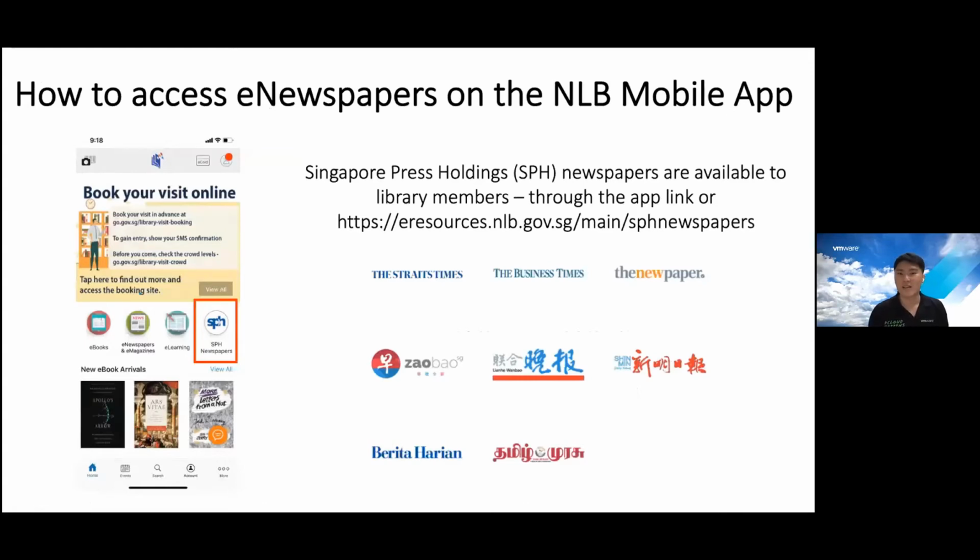Another feature of the NLB mobile app is that you can access e-newspapers via the app. Singapore Press Holdings newspapers are available to NLB members, through the app link or this particular website link that is shared here. You can access a range of SPH newspapers from the Straits Times to Business Times to New Paper, to different languages like Sin Chew, Wan Pao, or Berita Harian, and other newspapers they are interested in.